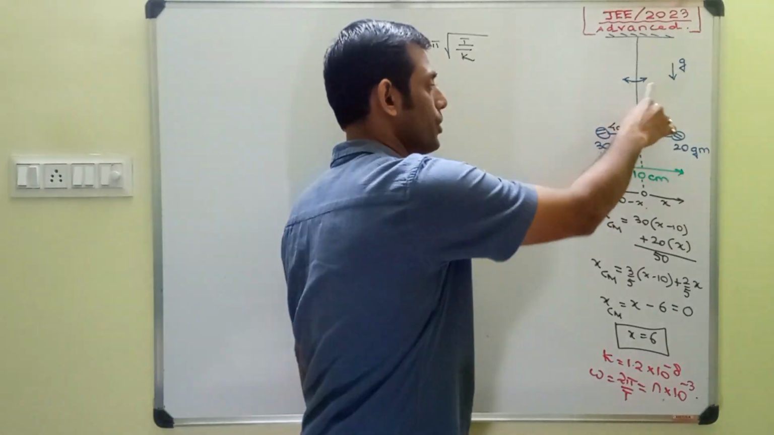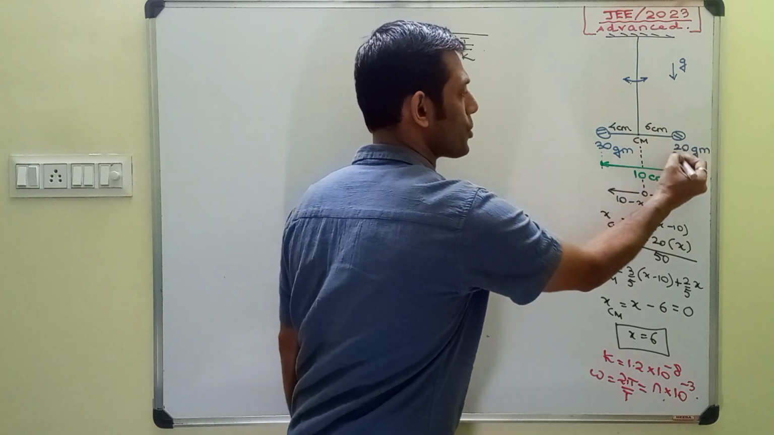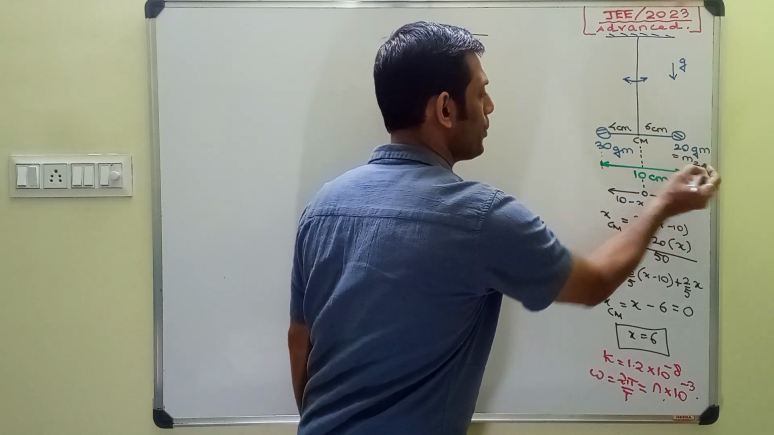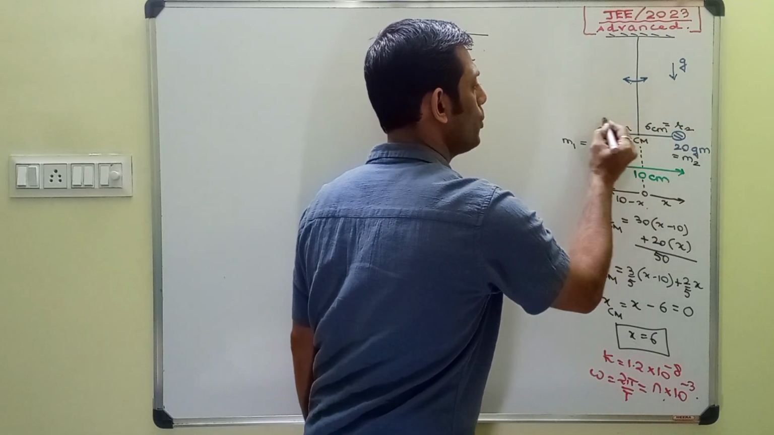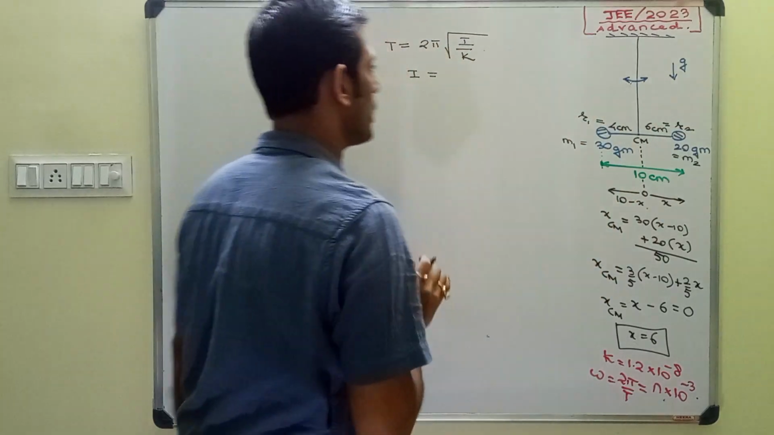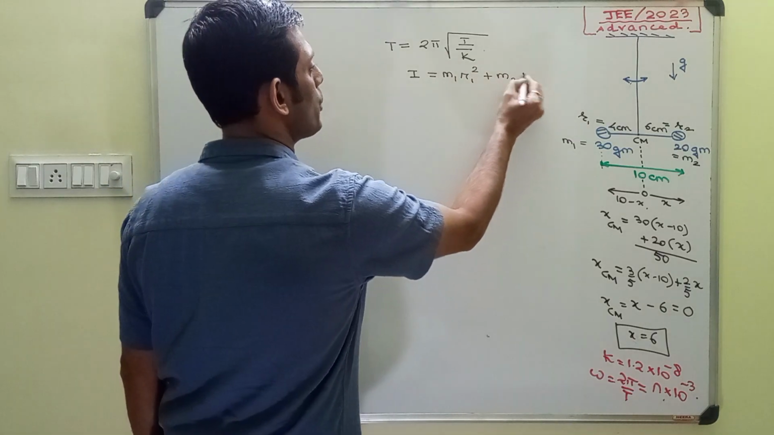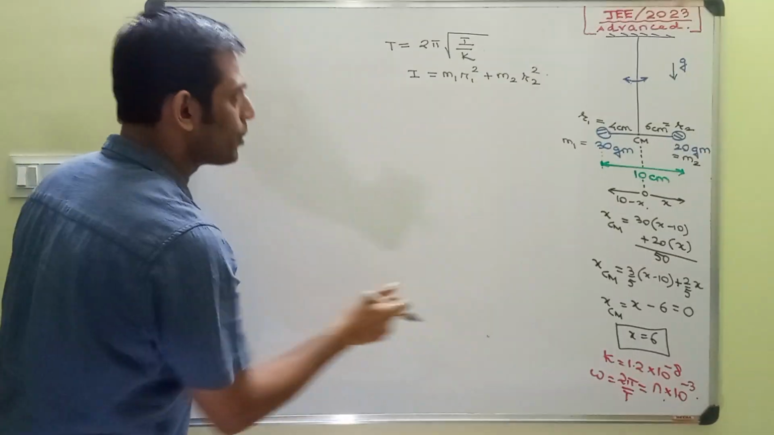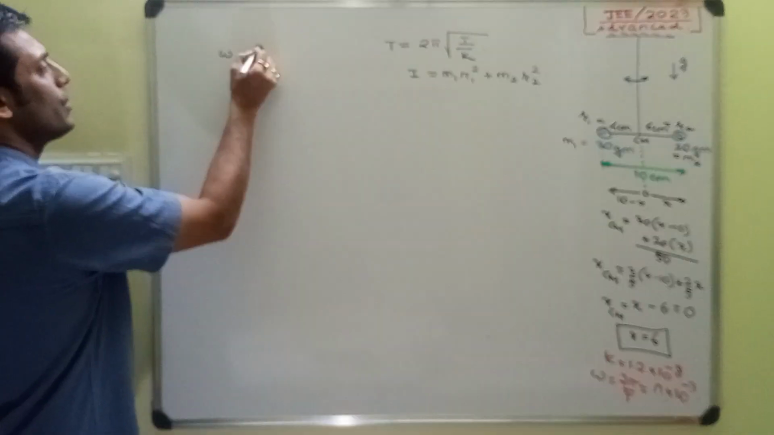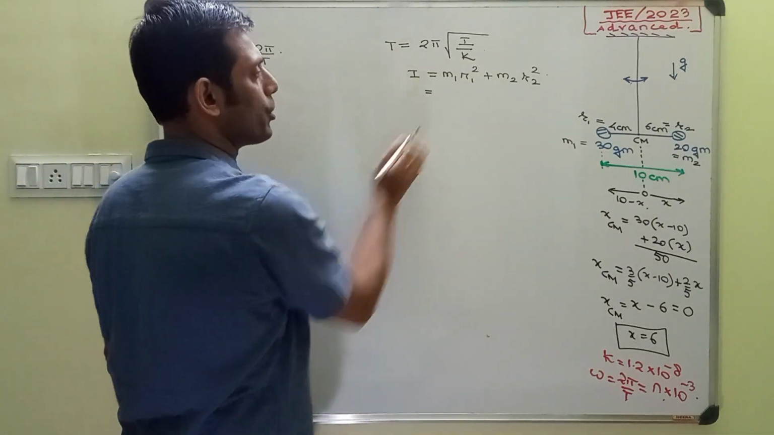Considering this as the origin, you are at a distance of r1 this side, r2 this side for two masses. Let's say this is mass m2, this is mass m1, this is equal to r2, and this is equal to r1. That means this is going to be m1 r1 square plus m2 r2 square. Once we have this, we can replace this. Then we can go for calculating the angular frequency as 2 pi by capital T. Let's begin with moment of inertia.